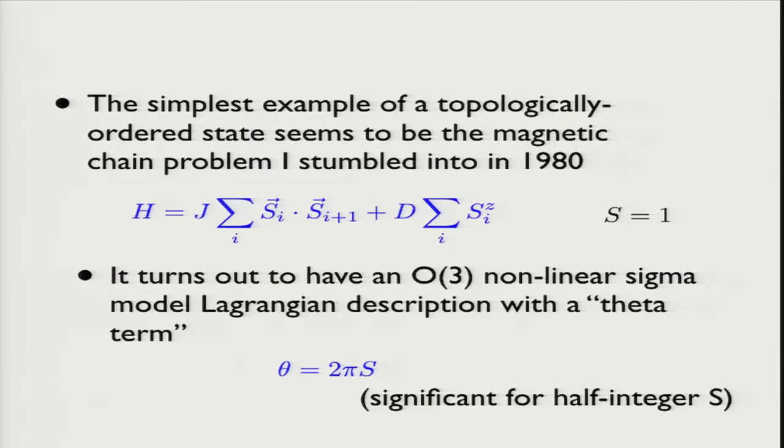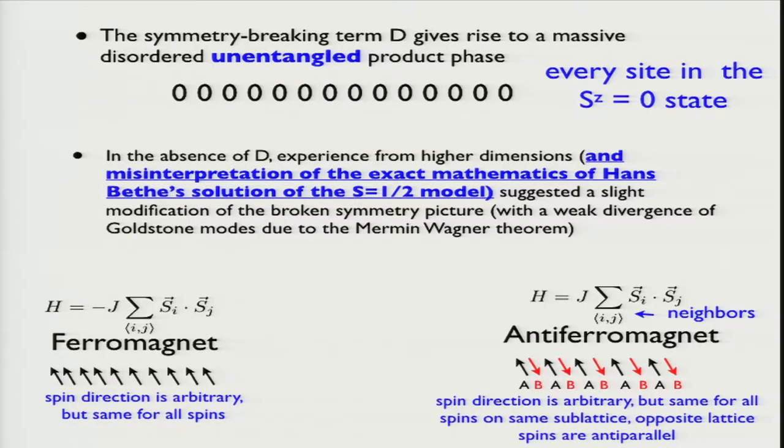Okay, so this is a model which has a field theory description in terms of an O(3) nonlinear sigma model. The interesting thing was that, for the case of spin one half, it's actually controlled by the existence of a topological theta term, which causes a whole lot of cancellation of vortex processes. In this toy model, the symmetry breaking term, D, just gives rise to a trivial, massive, disordered, unentangled product state where every site is in the S^z equals zero state of the spin along the z-axis. And historically, in the absence of this term, it's an isotropic model.